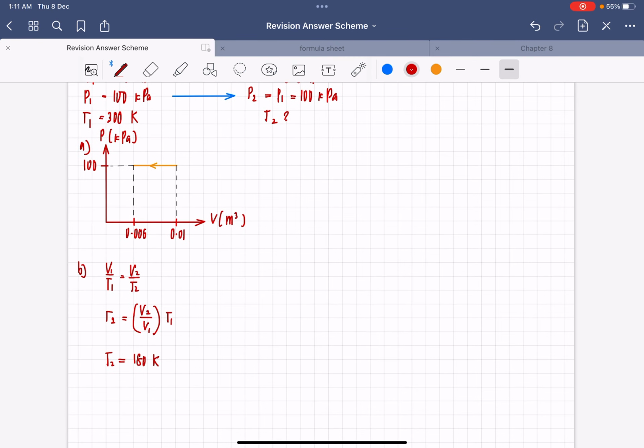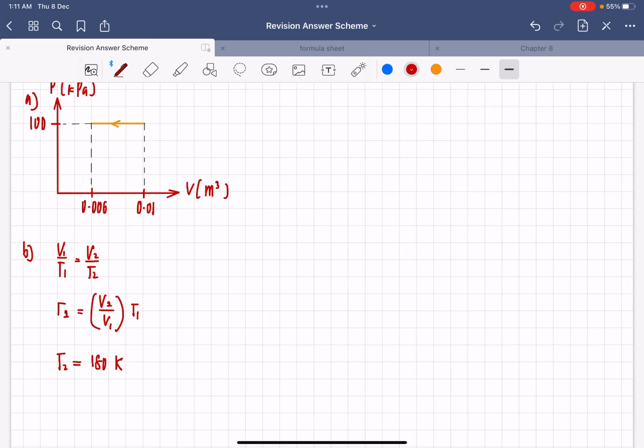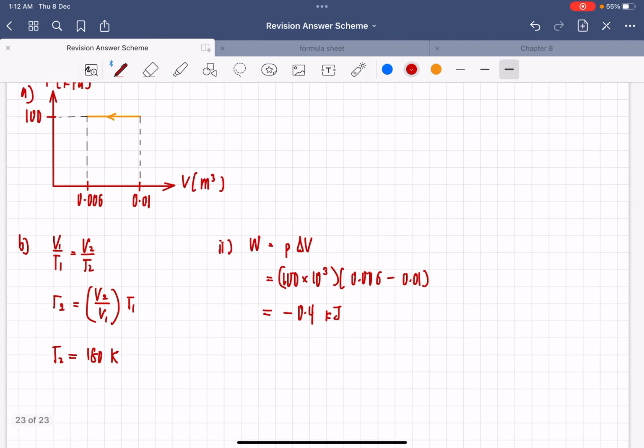And then lastly, we have to determine the work done of the gas. So work done is, sorry, not delta. It is P times delta V. So this is 100. Okay, so you can use 100 or not, it's fine, but make sure the unit is right. So this is going to be negative 0.4 kilojoule. Okay, if you use 100 kilopascal, you can write negative 400. But either way is fine, no problem.